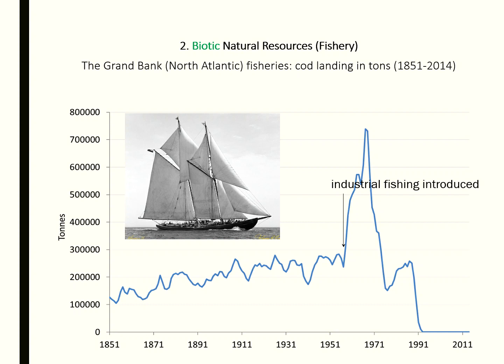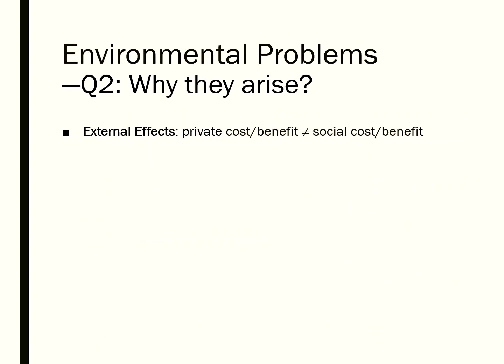What a tragedy. The second question is to answer why these environmental problems arise. The key concept is external effects or externality. It is the case where someone takes the action, but consequences of that action are taken by others. In economic jargon, it means the private cost and benefit are different from the social cost and benefit.